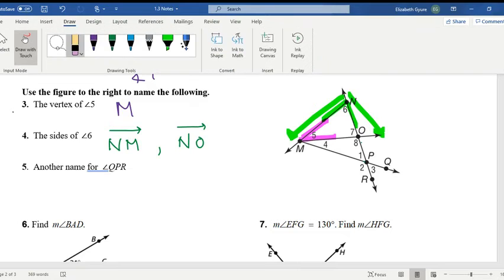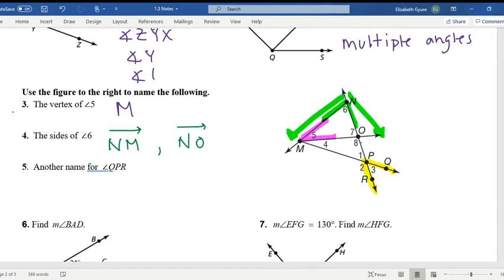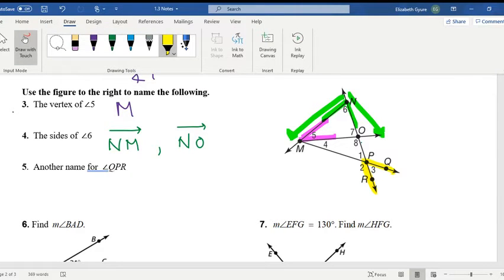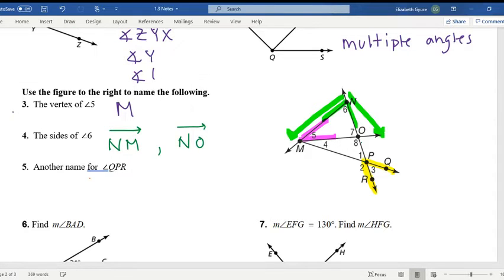And then another name for angle QPR. Well, I'm going to name this in 2 other ways. First of all, if you have your 3 letters, you can always just reverse them. Keep your vertex in the middle. So that would be angle RPQ. Or we also have this little letter in the middle, or number in the middle, we could also say angle 3. We can't say angle P because that's the vertex of multiple angles.